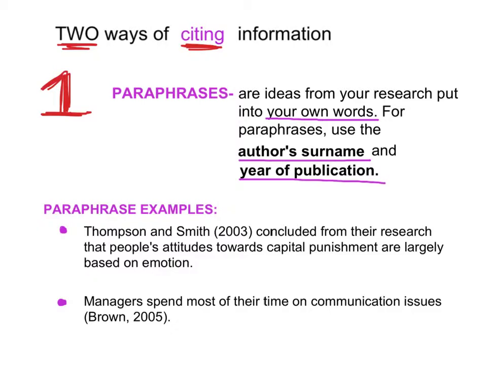So you have identified the author as well as the year of publication, so that is correctly cited. Alternatively, you may not choose to state the author's name within the sentence. An example of this is managers spend most of their time on communication issues. We then have the author's name cited and the year of publication. Now, what is really important is that the full stop comes after the bracket. So after the cite, not before it.